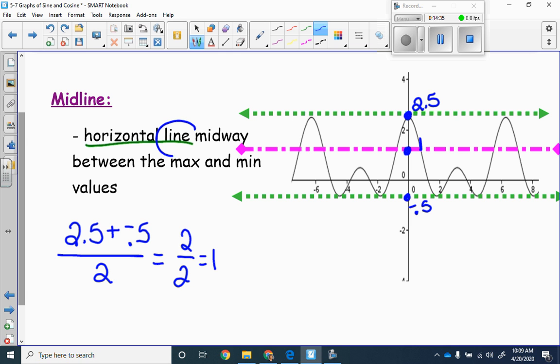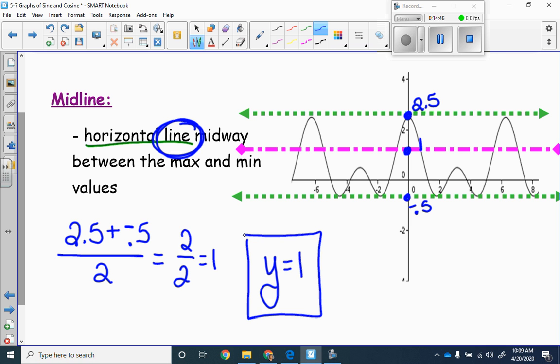Now, it is a midline, therefore our equation is not just 1, it would be y equals 1, because it's an equation of a line. So by taking your maximum and your minimum, adding them together and dividing by 2, that will find you your midline. Another way to think about it is from 2.5 to negative 0.5, that is 3 units between the two of them. Half of 3 would be 1.5, so 2.5 minus 1.5. You could think of it that way as well.